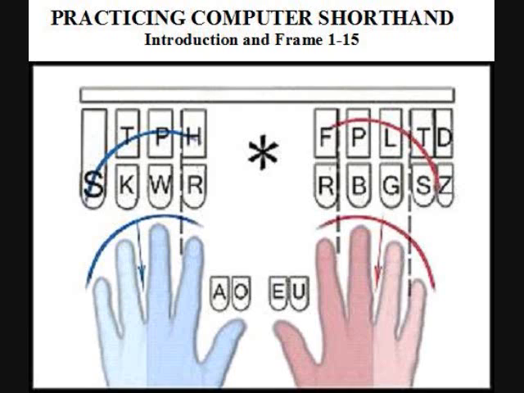Boat, bone, code, foam, goes, whole, home, hope, load, note, and that is 10 words.